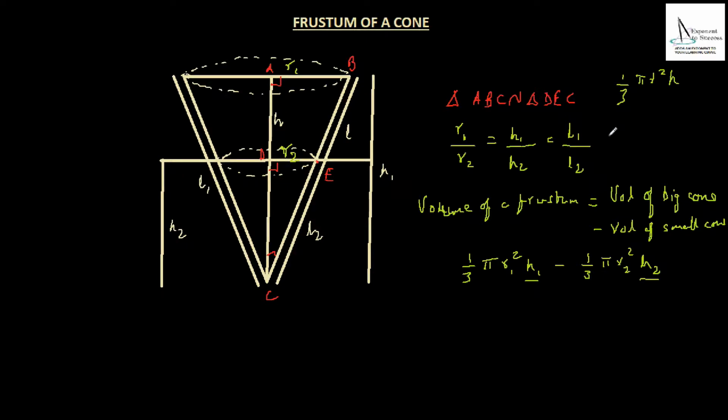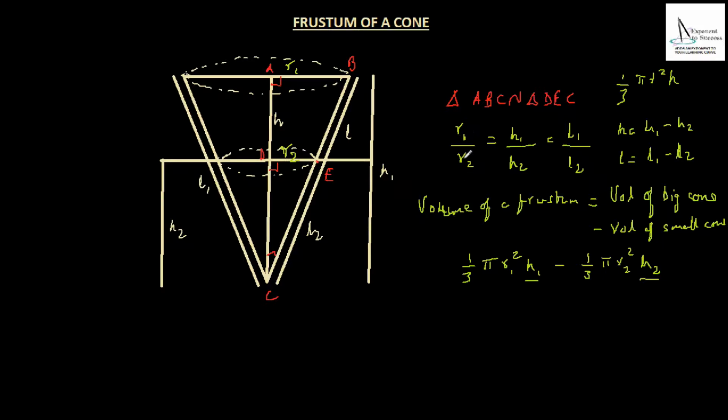Now as you can see from the figure, the height of the frustum h is going to be equal to the height of the bigger cone, which is h1, minus the height of the smaller cone, which is h2. So h is going to be equal to h1 minus h2. And same goes for l. L is going to be the slant height of the bigger cone, which is l1, minus the slant height of the smaller cone, which is l2. So let me have a look at this relationship again, and let me rewrite that.